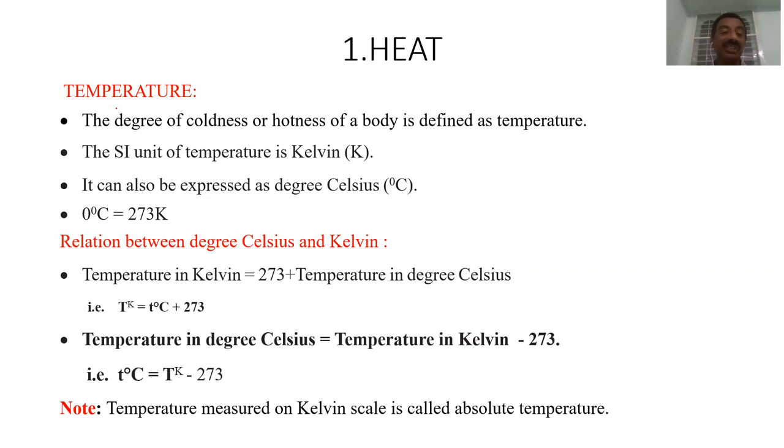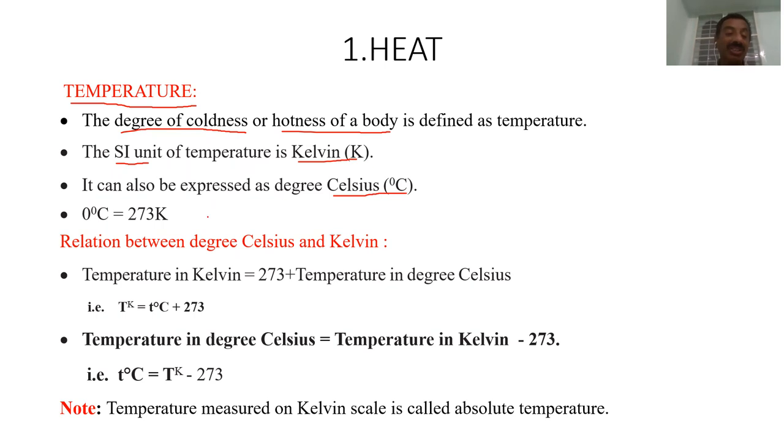Next, second definition is temperature. What is temperature? The degree of coldness or hotness of a body is defined as temperature. Units of temperature: SI unit of temperature is Kelvin. It is also expressed in degree Celsius.